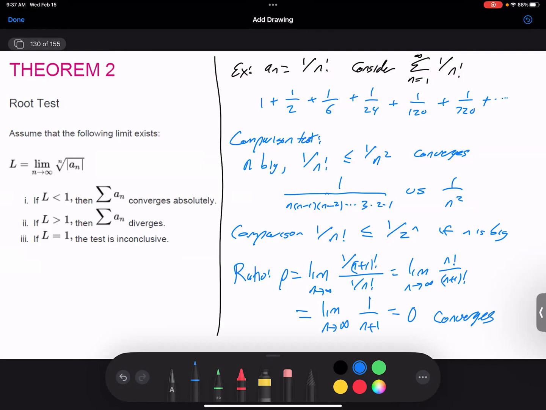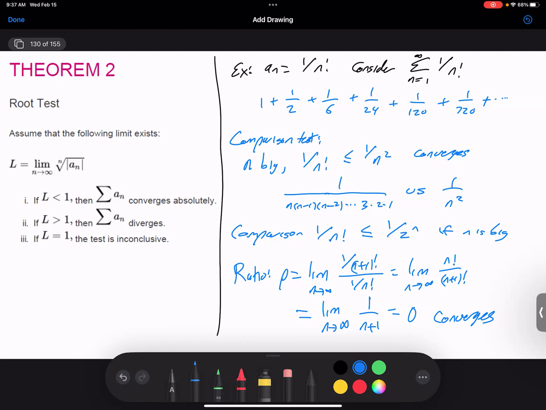So this is a great way to compare. We did 2 comparisons, 1 over n squared and 2 to the n, and we also did the ratio test. Which do you think is the easiest? I think the ratio. Here I had to play games a little bit, and eventually this works.